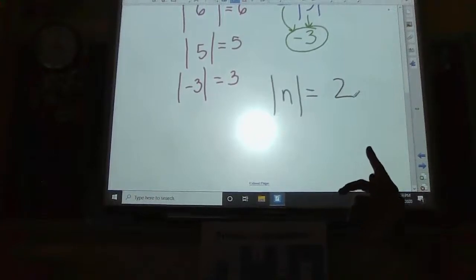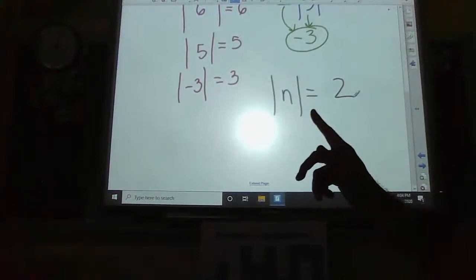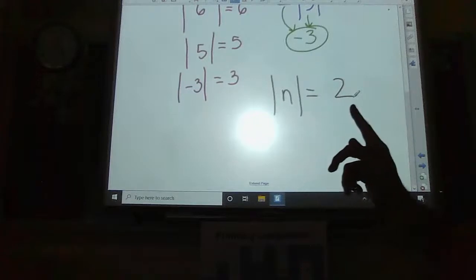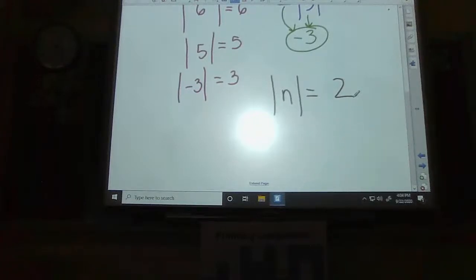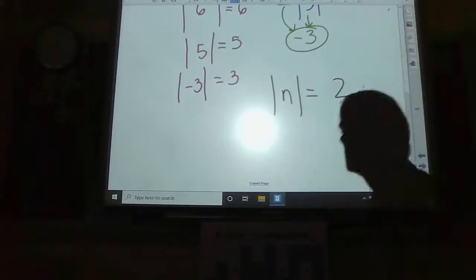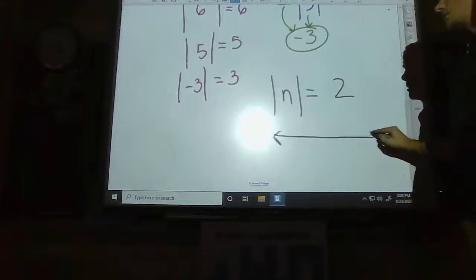Think about this example. It's asking you what numbers have an absolute value of 2. That's basically, in other words, saying, tell me which numbers are 2 places away from zero on the number line, right? And so most people don't need to think too hard about it.